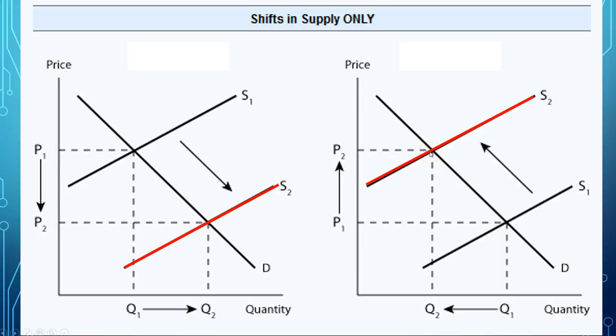The biggest thing to understand is that shifts in supply and demand are not necessarily up and down, but they're right and left. If you'll notice the left-hand side graph over here, when supply shifts to the right, that is an increase in supply. On this other graph, when supply shifts to the left, that is a decrease in supply. So if you said up or down, you would be wrong in this case.